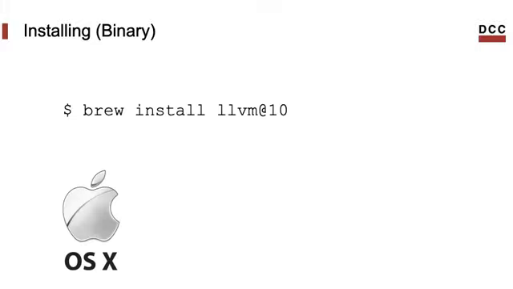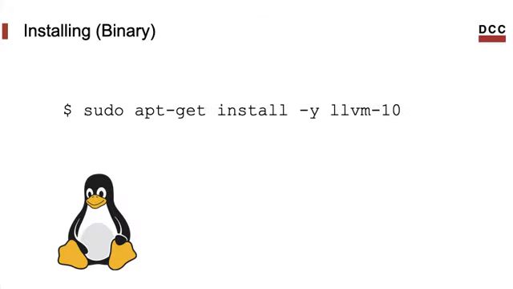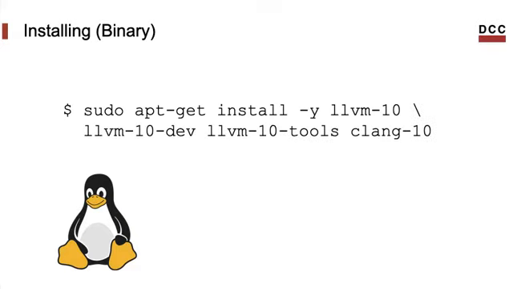So let's first take a look into how we can install the binary distribution. In OS X, for instance, you can use brew to install the most up-to-date distribution of LLVM that's available in the brew hub. That will install LLVM with all the dependencies. And in Linux, you can use apt-get, like in this page. And you can even install the accompanying tools, like Clang and several projects that are distributed with LLVM.